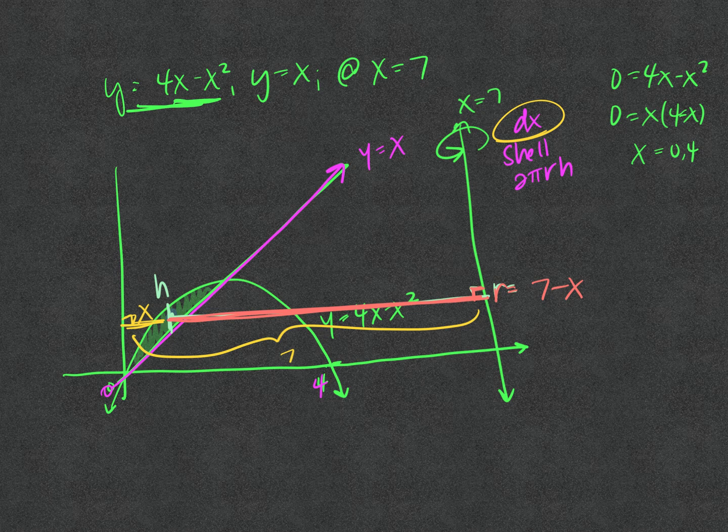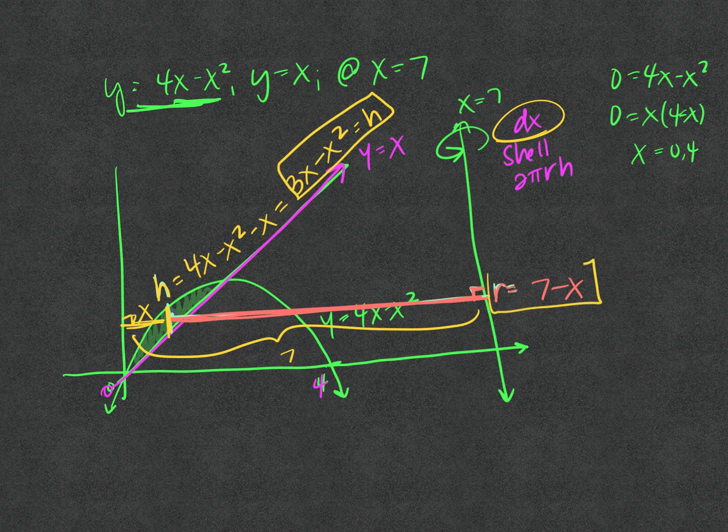Now the height's not too bad. So the height is going to be the top minus the bottom because we are working in terms of x. And the top is the green line, which is 4x minus x squared. And the bottom is the pink line, x. So that means my height is really 4x minus x, which is 3x minus x squared. So here we have our height, and way over here we have our radius.